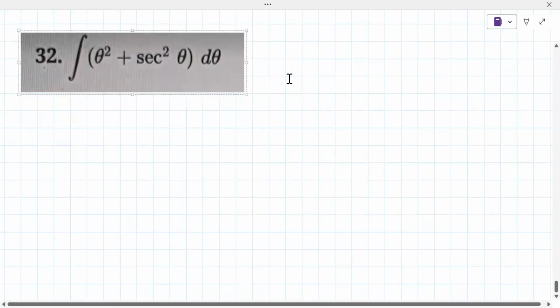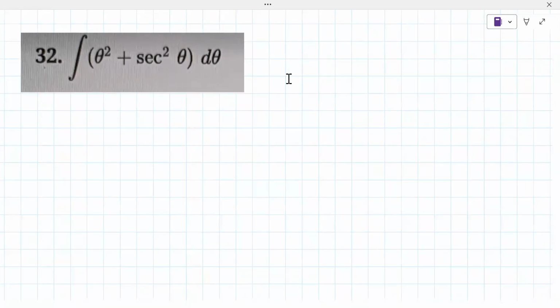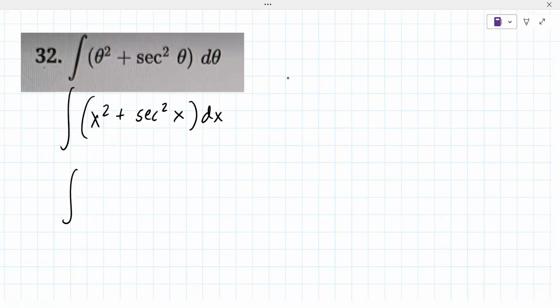this is where you've got to say, okay, first thing is it's a different variable besides X, which I get that could be super uncomfortable. So you can change it to X. If you really don't like that it's a theta, you can make it an X. All right. So now this is the integral of X squared dx plus the integral of secant squared X dx, like that.